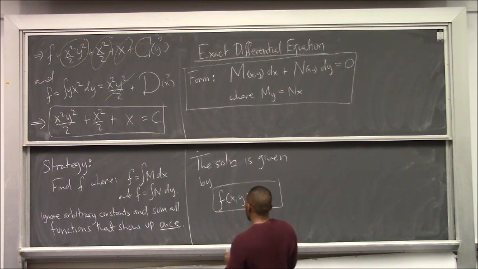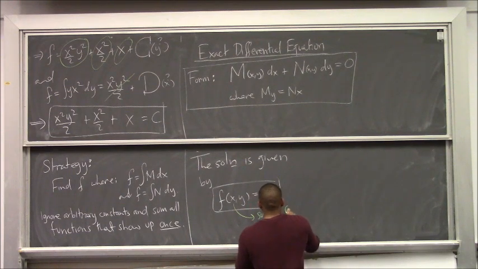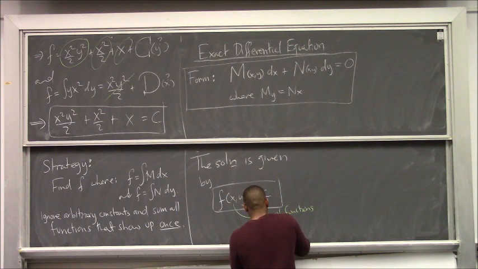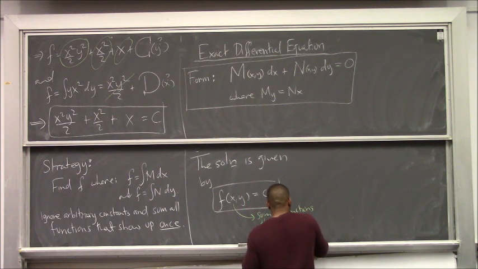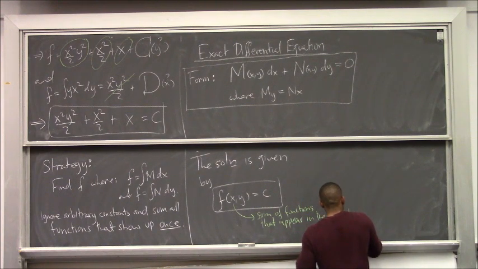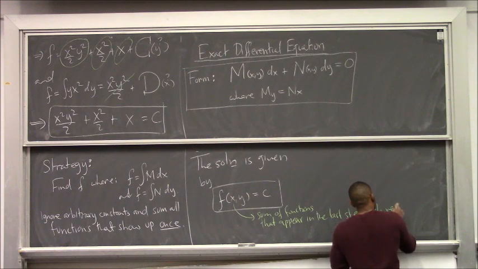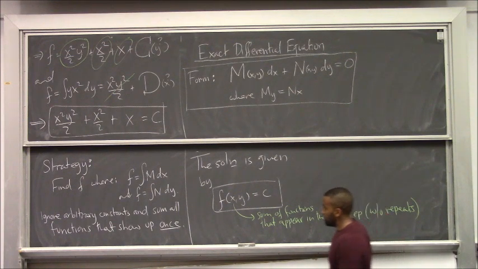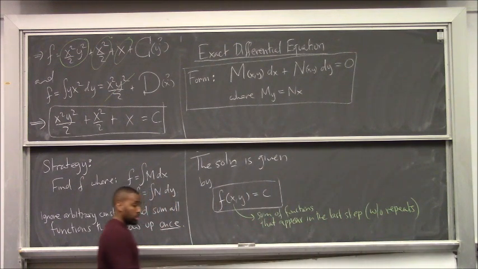Where that is going to be the sum of functions that appear in the last step without repeats. So if something shows up multiple times, you write it down one time. And that's going to be the answer. That's the solution to the differential equation.